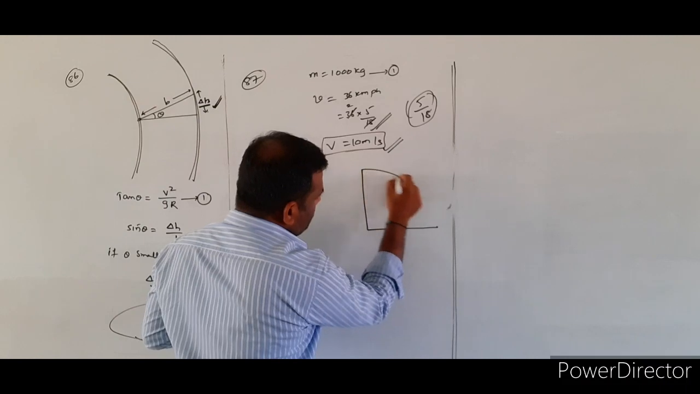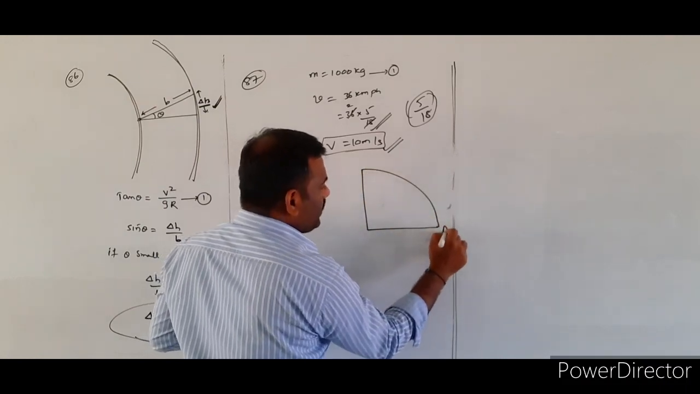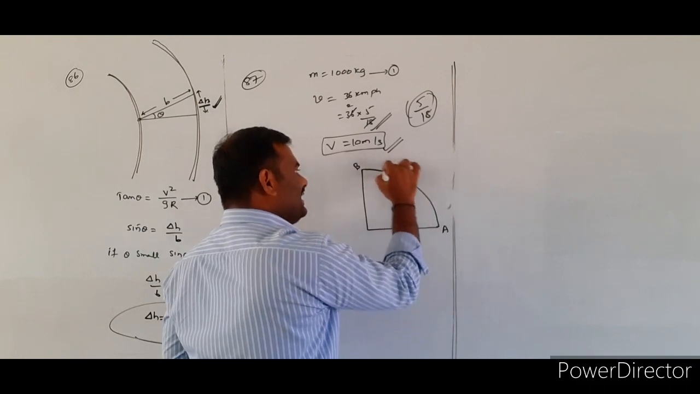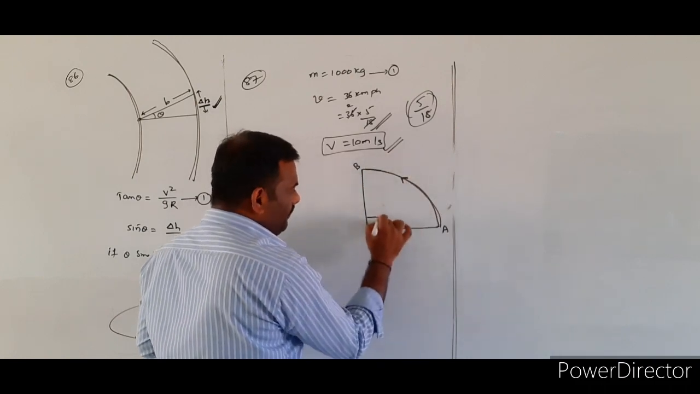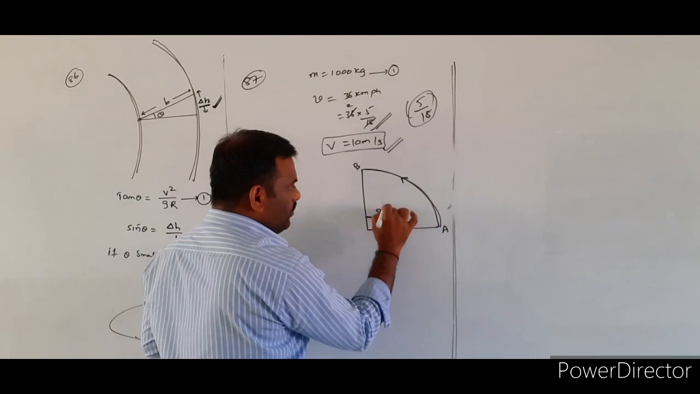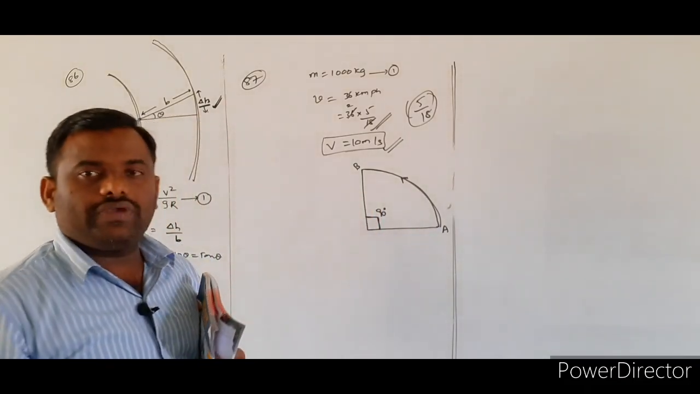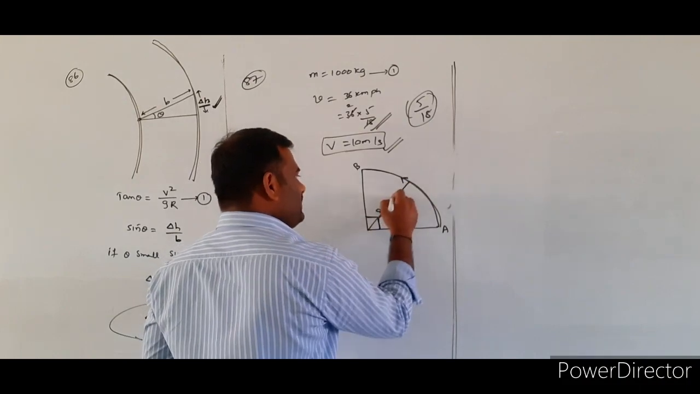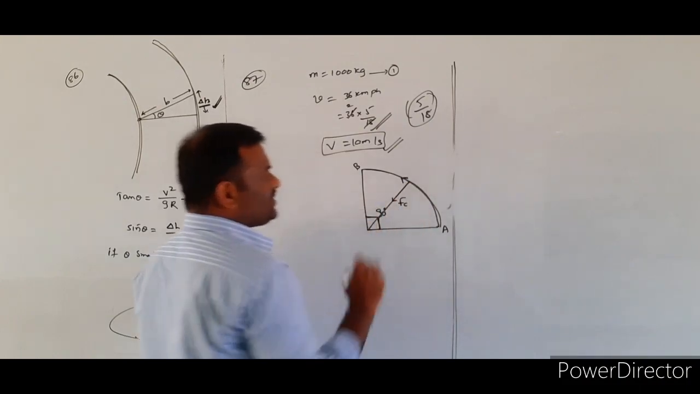See, this is the circular arc they consider. A to B is the circular arc. Along this arc, the vehicle will be traveling, making an angle theta equal to 90 degrees. Now we have to calculate the centripetal force. Centripetal force is always acting towards the center of the circular path.